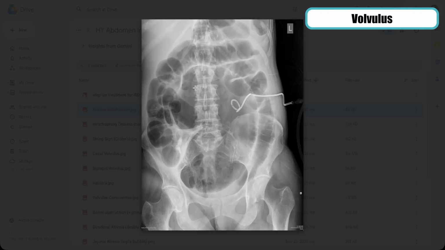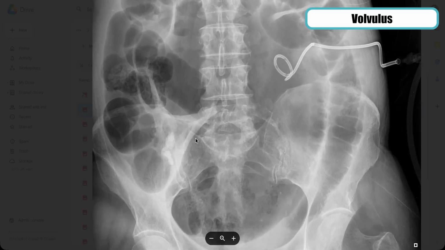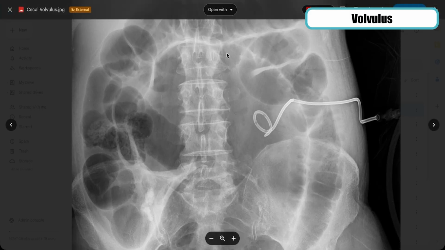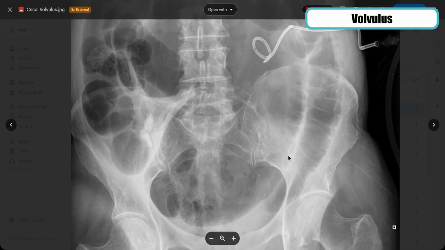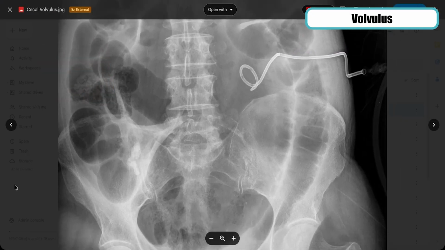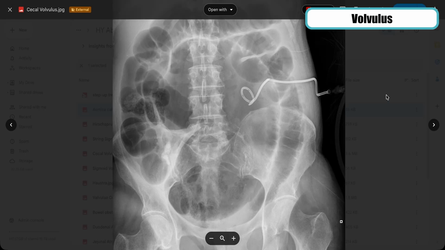You'll see a lot of lucency right in the middle of this image over the lumbar spine and over the sacrum. And right around that, you can see what appears to be relatively normal intestine. If you were to trace this, let's zoom in, you can trace this with your cursor all the way around here. Kind of looks like a big coffee bean or even just a kidney. And so you might be thinking, okay, this is probably some kind of volvulus.